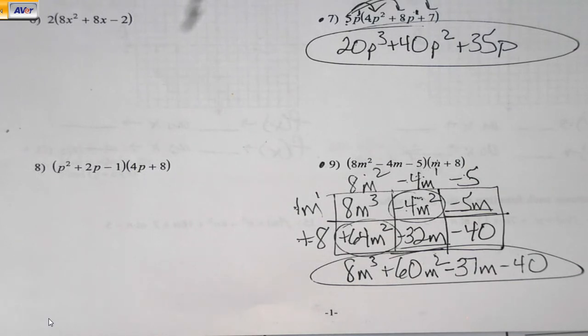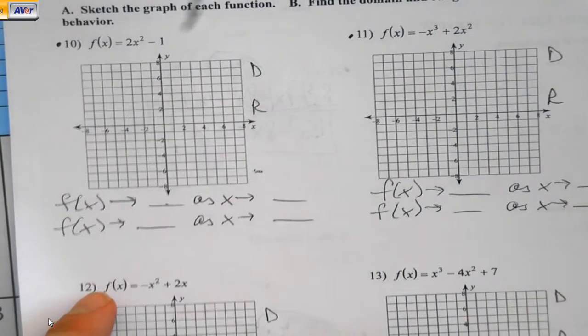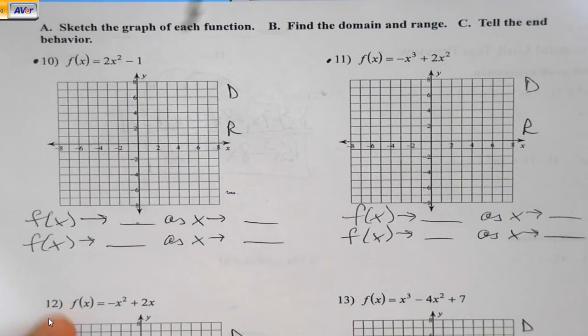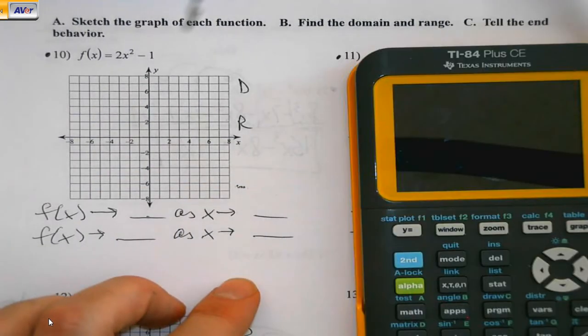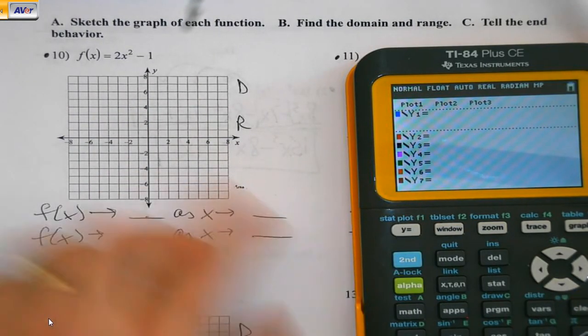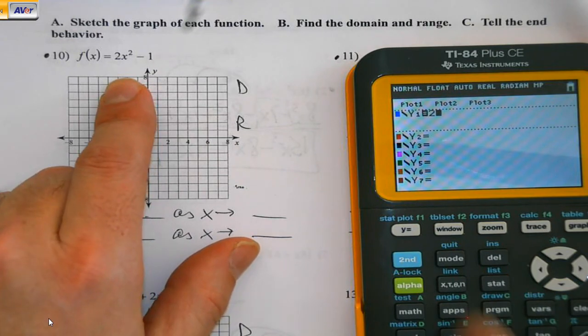Okay, this first page of this and the first page of the test, ones like this should be the layup questions. These should be the ones that you build your grade with and get it way up there. But you've got to make sure that you're being careful with those. Okay, so we flip over: sketch the graph of the function, find the domain and range, tell the end behavior. Let's go ahead and get this typed in.